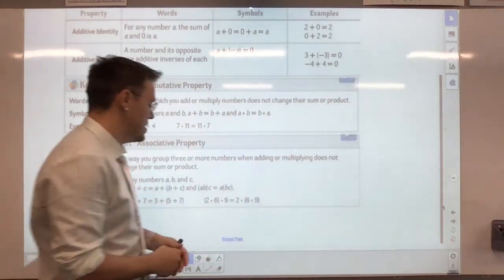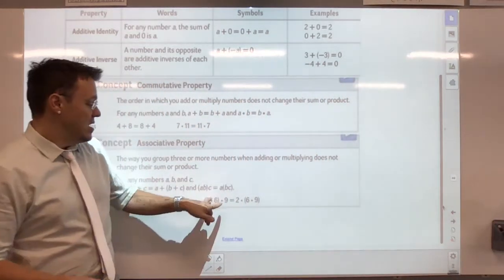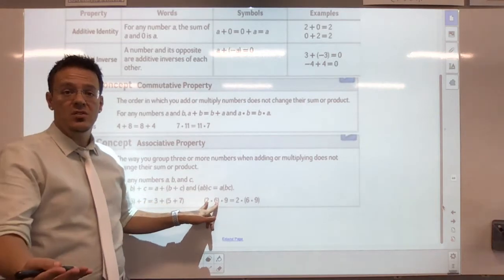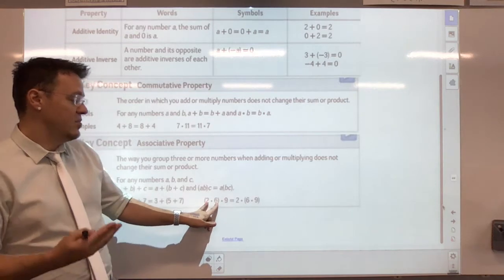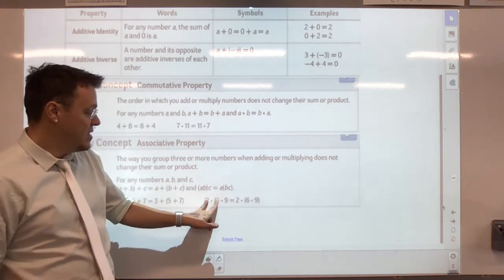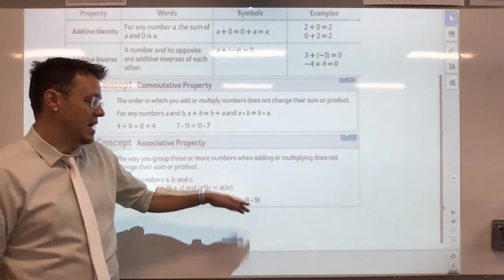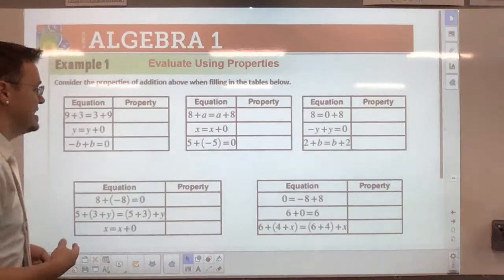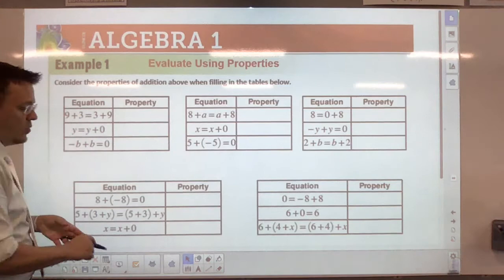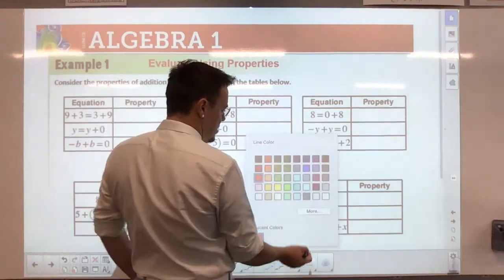The associative property says no matter what, if I group these two together, because you guys know PEMDAS: parentheses, exponents, multiplication, divide, add, subtract. If I have this, I'd multiply these together and get 9, and so on and so forth. It doesn't really matter. Today's lesson is about identifying the properties as we move forward, so that's what we're going to do right now.